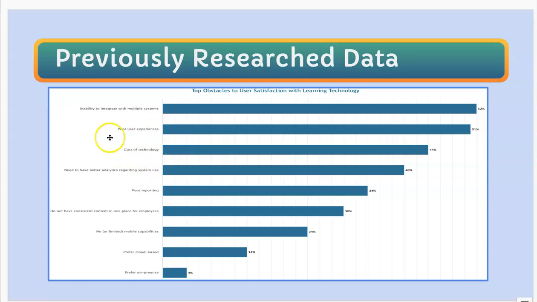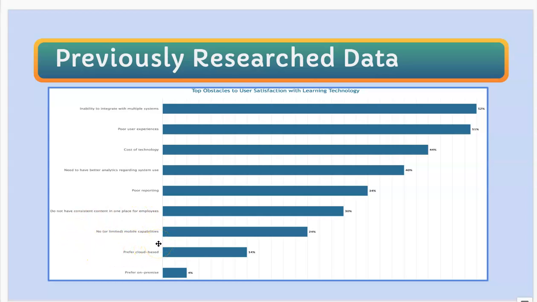The cost of technology, with technology increasing for the classroom and for businesses and for people working at home, the cost of these programs are going up, and that is a concern. Down here closer to the bottom, it doesn't have consistent content in one place. A lot of these learning management systems do have multiple areas to go into to just actually create a daily lesson.